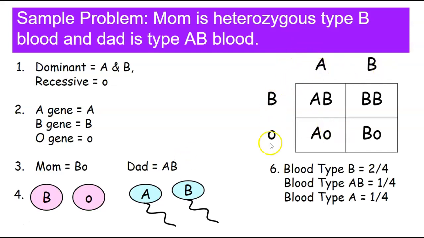So AB, BO. You'll notice here we have a BB and a BO. These are both going to turn out to be type B blood. So I have here type B blood is 2 out of 4. Then we've got AB, that's 1 out of 4, and then type A, 1 out of 4.